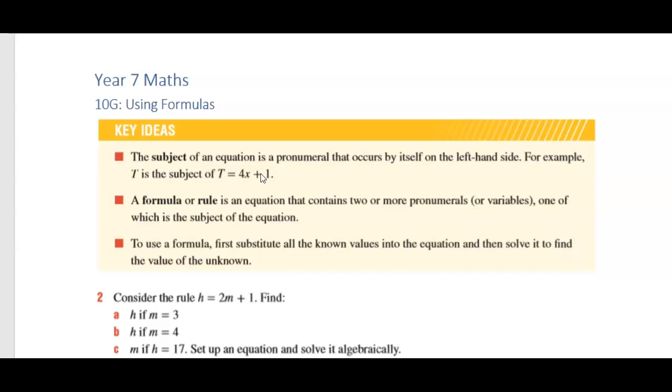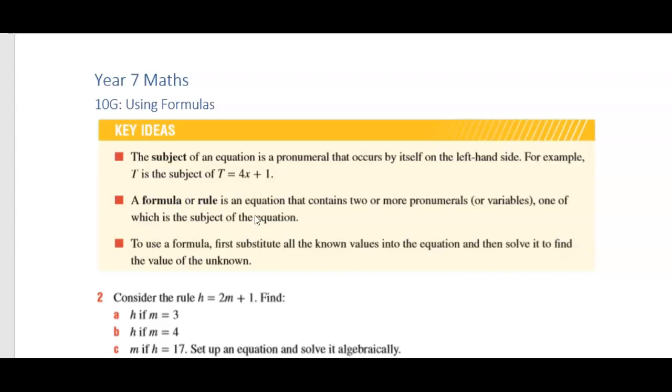So the subject of an equation is a pronumeral that occurs by itself on the left-hand side. So for this one here, t is our subject. Okay, t equals 4x plus 1. So t could represent anything. If we're looking at real life applications, often temperature is represented using the letter t. But you don't have to always use a letter that is the same as the variable. Okay, so this is just an example.